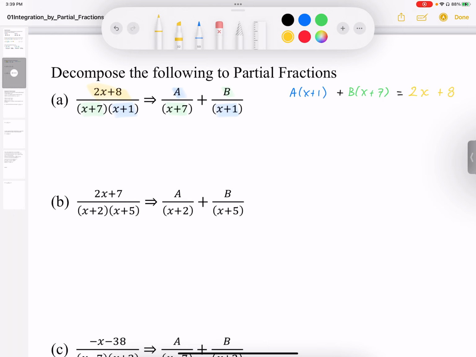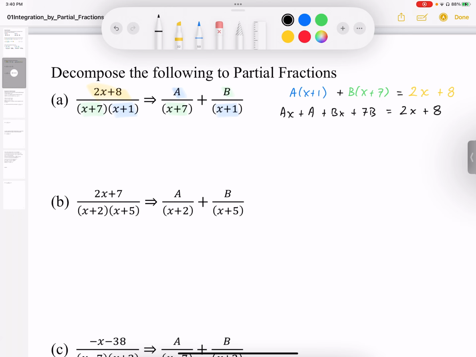Okay, so this is the only relationship I have. As long as I could come up with some other relationship, or at least two relationships, we can then solve this for a and b and figure out what the partial fraction is. And we're going to do it this way. If I expand out these brackets, I end up with ax plus a. And again, notice I'm just looking at the numerator right now. So ax plus a plus bx plus 7b. We know that's going to be equal to 2x plus 8.